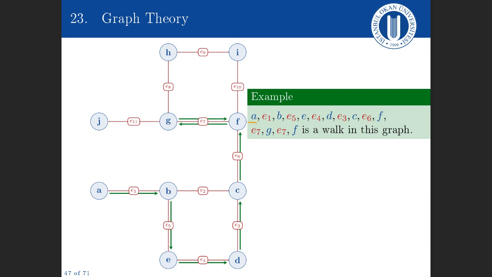We're starting at A, so we write A first. We use edge E1 to get to B. So next in the list, we write E1, B. And then we go from B to E. So we use edge E5, and that takes us to E, and so on. This is a walk in this graph.